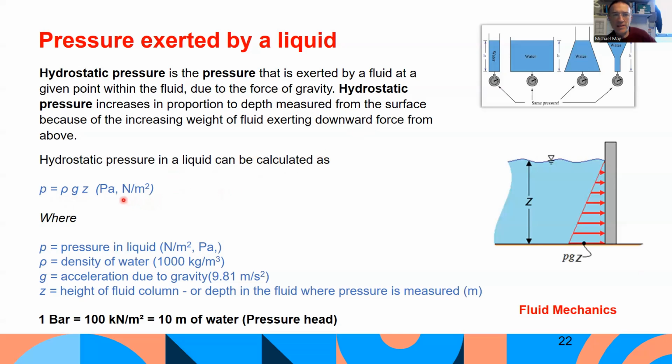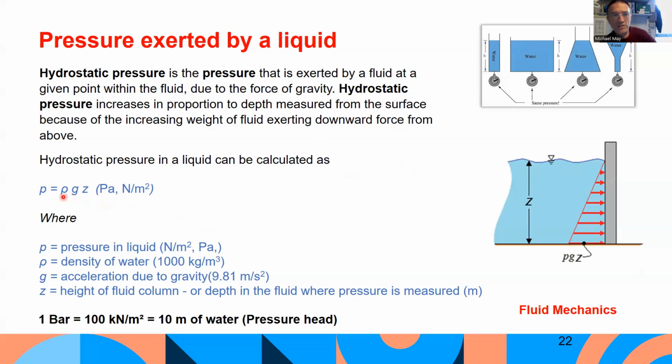The units are pascals or newtons per meter squared. Pascal is named after a French scientist called Blaise Pascal, and he came up with what's called Pascal's paradox. If you have a number of vessels of different configurations filled up to the same level with the same substance, like water, for example, then the pressure at the base will be the same. Why? It's because they're independent of the volume that's involved.